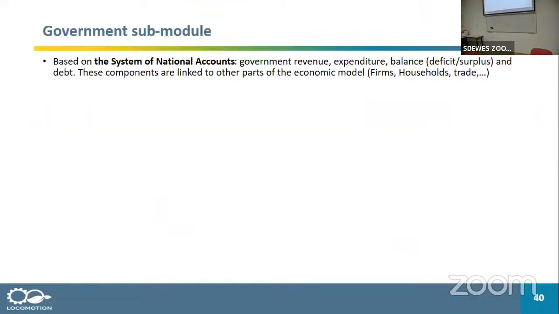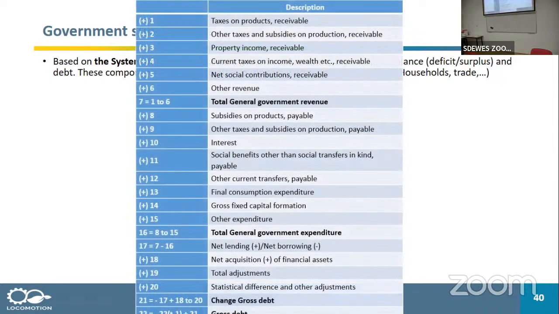Well, and then finally we have the governance model, that is basically the system of national accounts. And we have a representation of government revenue, expenditure, and the balance, the deficit, and the debt. And these components are linked to the other parts of the model. These are the components that we have in the part of the revenue: taxes on products, subsidies on production, property income, taxes on income and wealth, net social contribution and other.